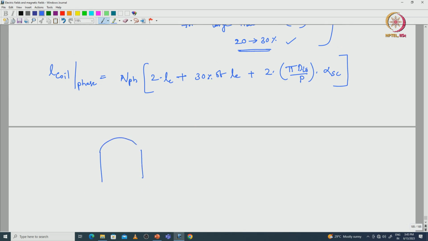Initially the arc length with respect to the full pitch winding, let us consider here 9 slots are there, okay. And then if we reduce the distance between two conductors, let us say 7 slots, then the arc length also will come down, right, this portion.